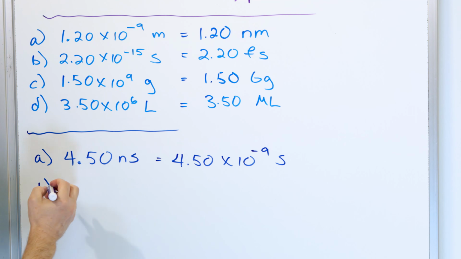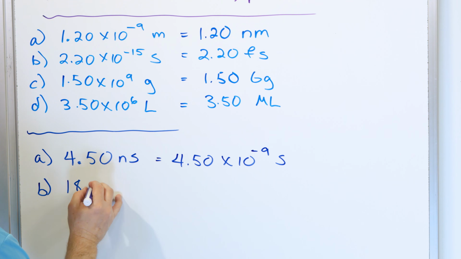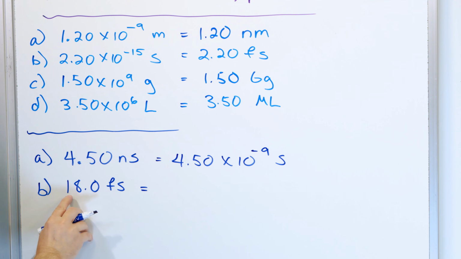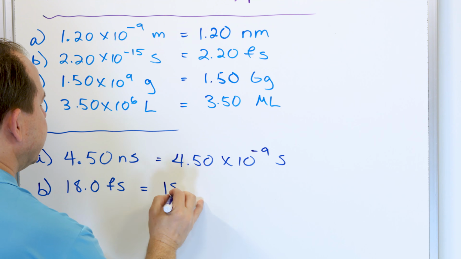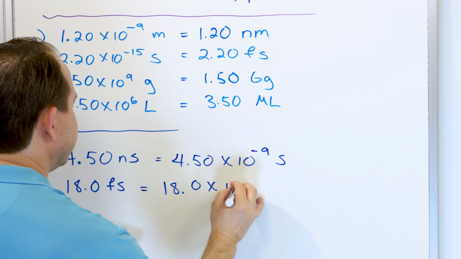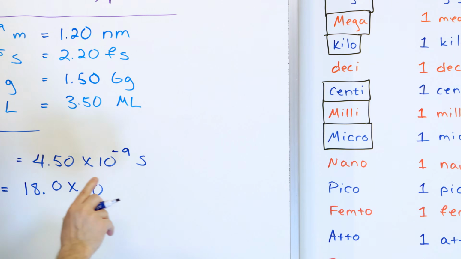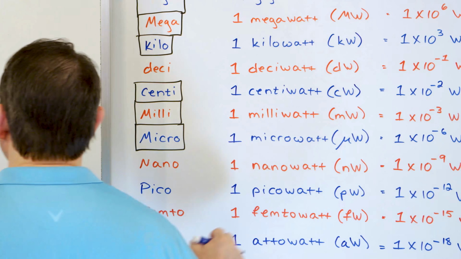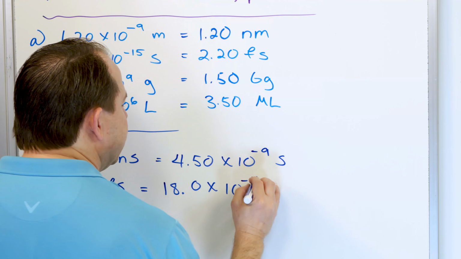All right, the next problem I want you to pay extra attention to, 18.0, and it's going to be FS. That's femtoseconds. How do we convert this to exponential notation, or scientific notation is really what I want. Let me show you the way I would do it. It's going to be 18.0 times 10 to the power of what? F is for femto, right? Femto is right here. That's 10 to the minus 15. So that's minus 15 seconds.